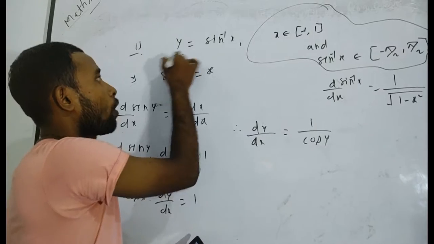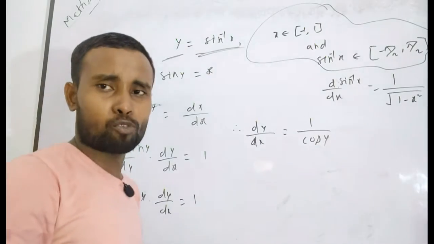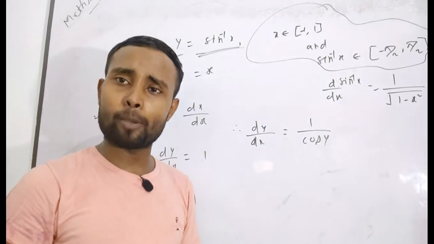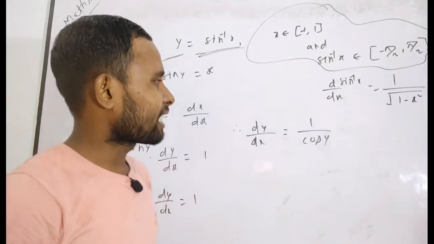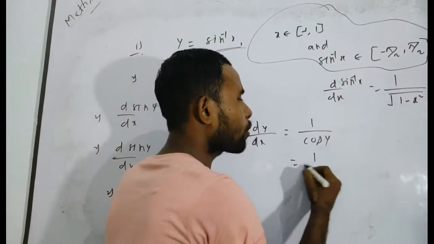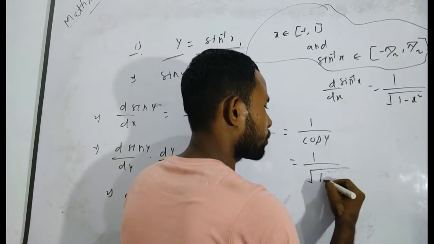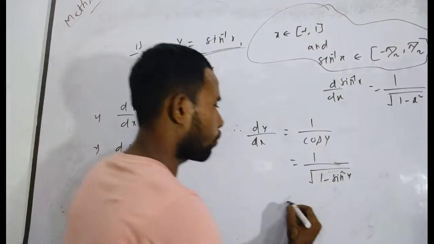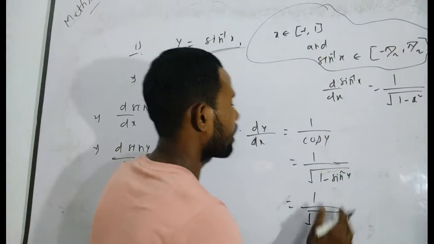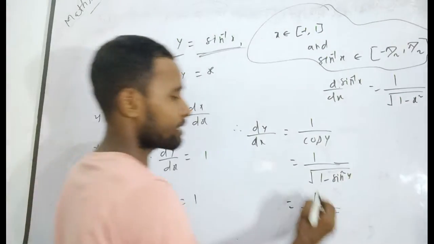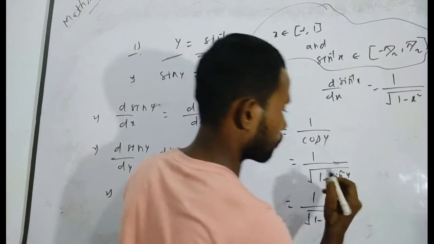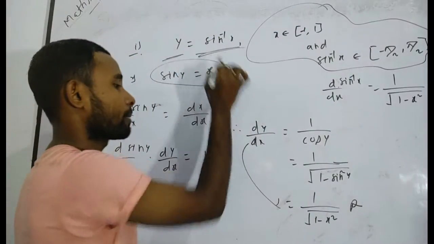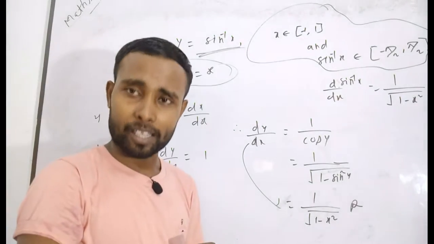As you know, y is completely expressed in terms of x, that's why its derivative will also be completely in terms of x. Now it is 1 upon cos y. How can you convert it? Using the trigonometric formula, cos y is equal to root under 1 minus sin square y. Now 1 upon root under 1 minus sin square y. What is the value of sin y? It is x. So dy/dx, that means the derivative of sin inverse x, will be 1 upon root under 1 minus x square.